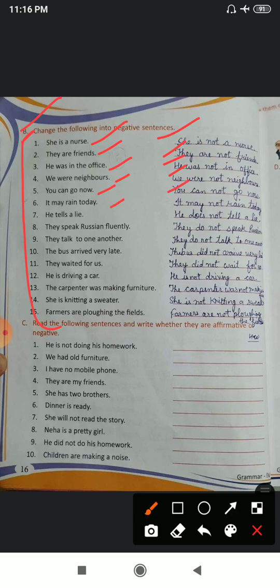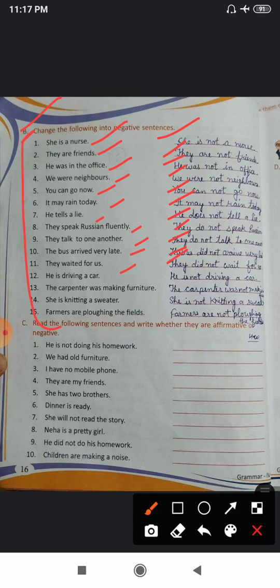Number 6. It may rain today. It may not rain today. Number 7. He tells a lie. He does not tell a lie. Number 8. They speak Russian fluently. They do not speak Russian fluently. Number 9. They talk to one another. They do not talk to one another. Number 10. The bus arrived very late. The bus did not arrive very late. Number 11. They waited for us. They did not wait for us.